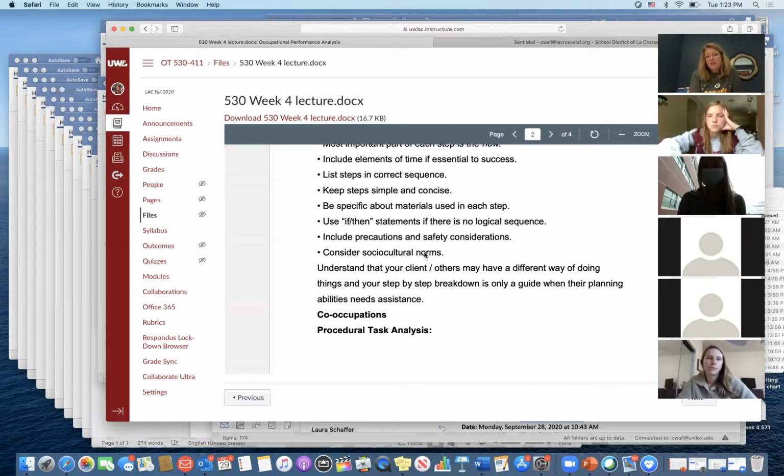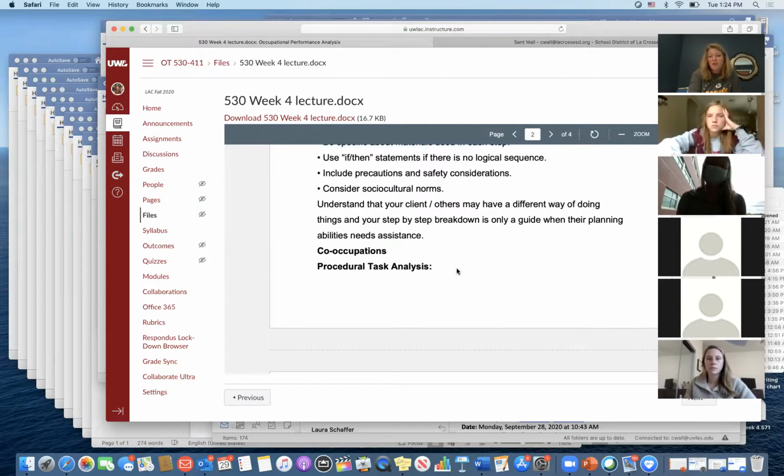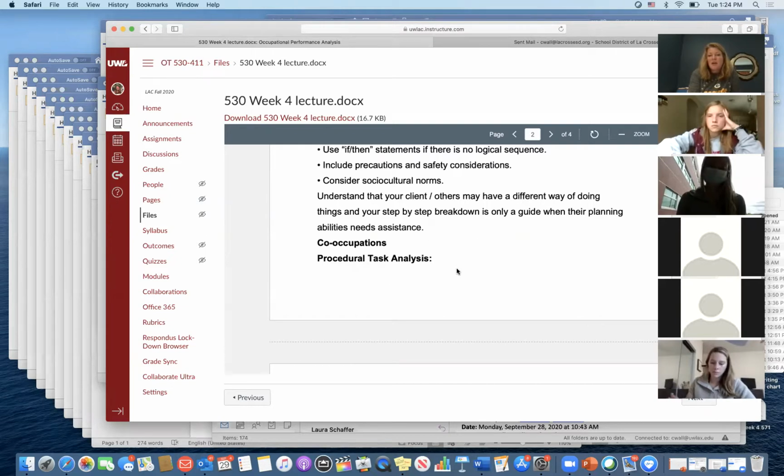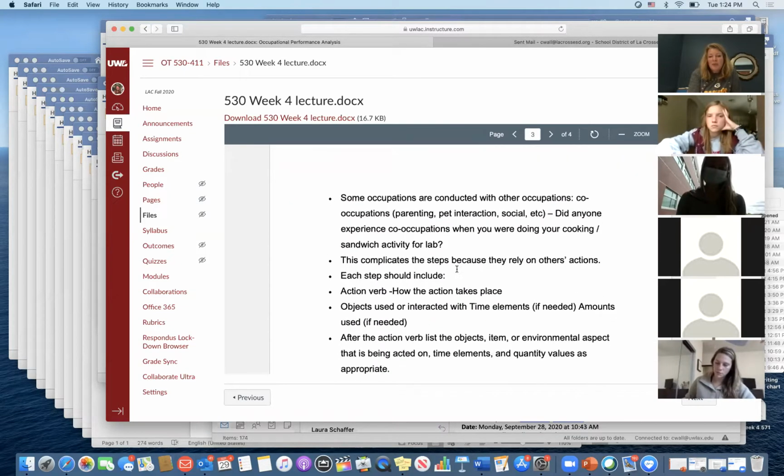And then considering social or cultural norms: how they do things, what their routine is, how they perceive the activity should be done, and include them in your activity analysis to get their input for those kinds of things. So we're going to look at some examples of that.